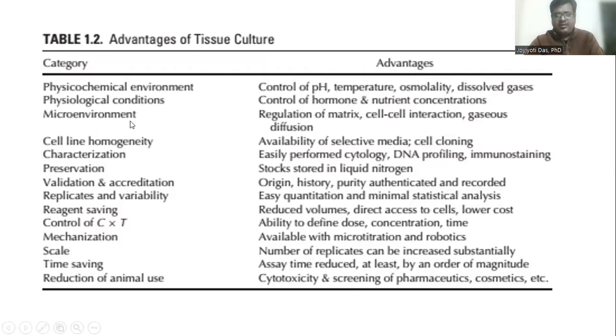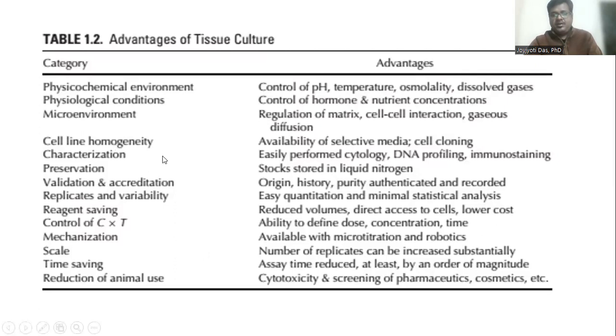You can vary the microenvironment of the cells. You can give it different parameters. You can regulate the matrix composition. You can change the cell-cell interaction by growing different types of cells in different geometries.